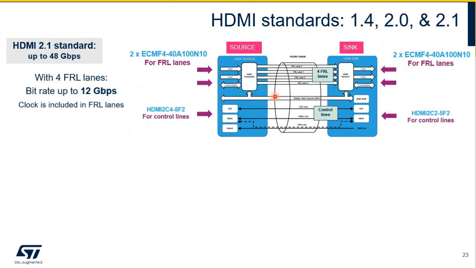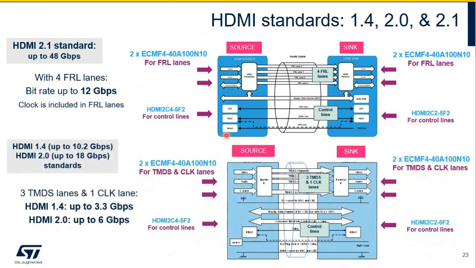For the high-speed lines, you can see the topology with four differential lines. Then two ECMF4 are required with our latest ECMF4-48110. One of the specificities of the latest HDMI standard is that the clock is included in the FRL lanes. And if we look at the previous HDMI 1.4 and 2.0, then the bit rate was smaller, with one lane with the clock, and three lanes with the differential signals.